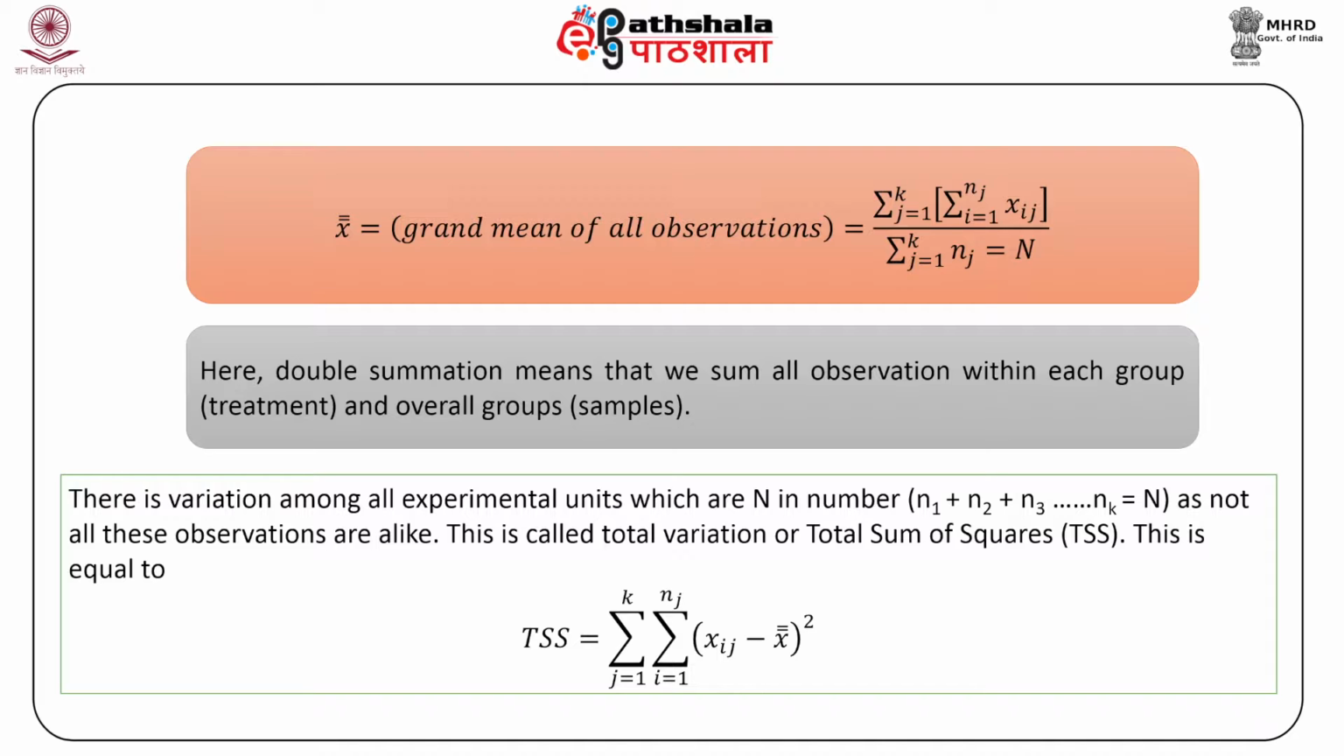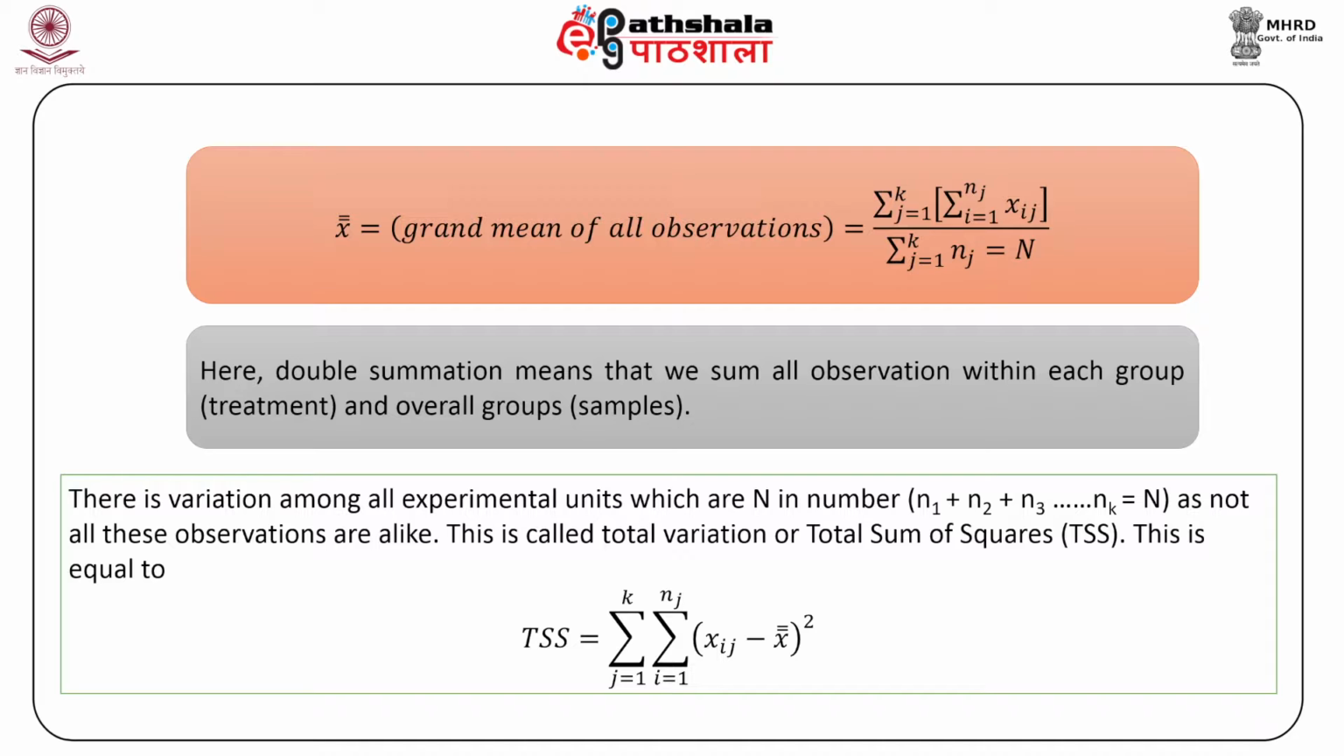All of this numerator is divided by the summation of nj, where j varies from 1 to k, and this is equal to capital N. Please remember, we have already said that the sum total of all nj's is equal to capital N. So here, double summation means that we sum all observations within each group, which means treatment, and over all groups, which means samples. So in the above table, we can identify three types of variations.